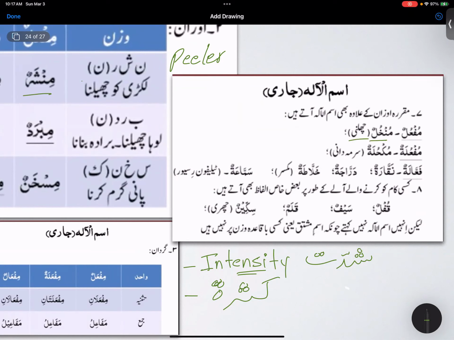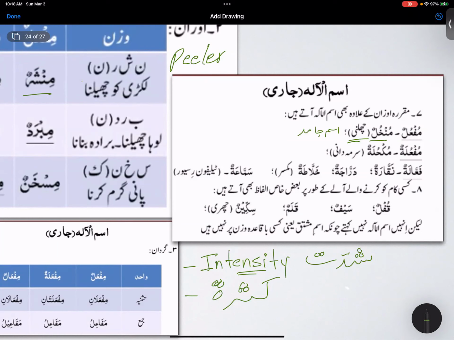Munkhalun means the strainer, right? We strain something. So that strainer would be munkhulun, which is not following this pattern. So we're going to call it ism jamid, right? So it is not ism mushtaq.